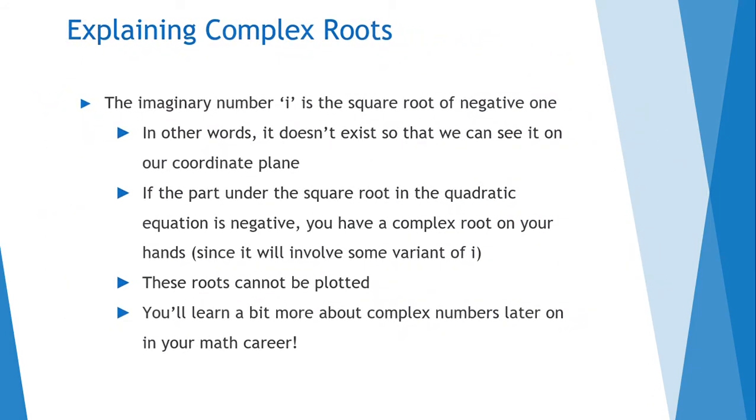So, explaining complex roots a little bit more. The imaginary number i is the square root of -1. As you can tell, if I write it out a little bit, there's nothing in our regular number system that can give us this value. Because remember, a square root is essentially multiplying a number times another number to get another number. And that's, okay, so a number times a number equals another number, that's a square.